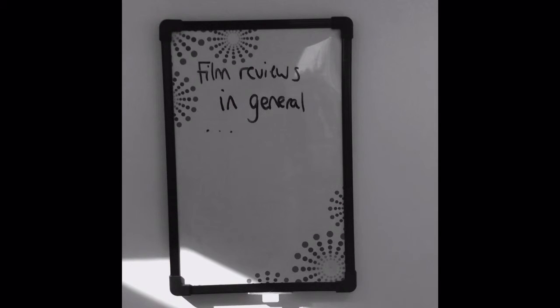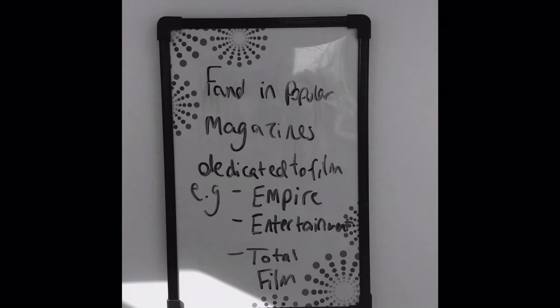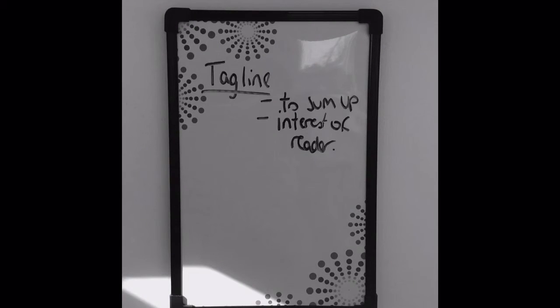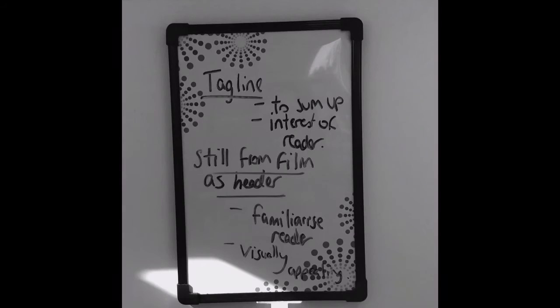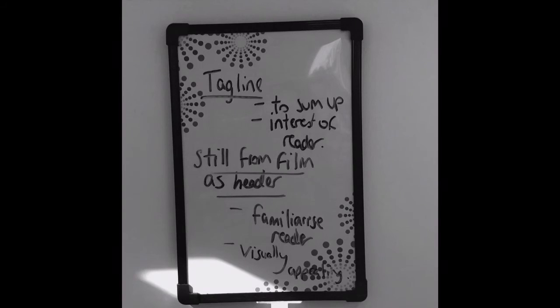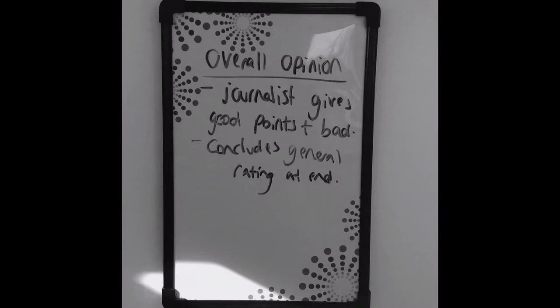The third part was my magazine review. Film reviews in general are featured in specific magazines that cater to films. So examples could be Empire, Entertainment, Total Film. These are totally dedicated to film. There's a tagline featured in these, a convention to sum up the interest of the reader, and there's a still from the film as the header to familiarise the reader and want them to read it.